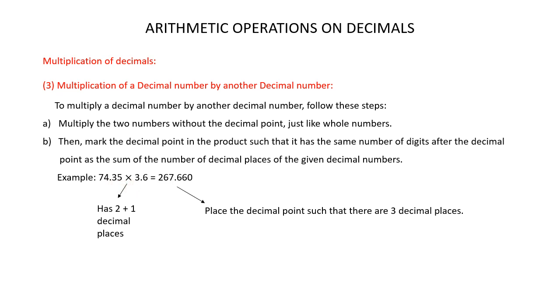Now, you have to count how many digits are there after the decimal point in these two decimal numbers. So 74.35 has 2 digits after the decimal point. 3.6 has 1 digit after the decimal point. So 2 digits plus 1 digit is 3 digits. So now mark the decimal point in the product such that there are 3 digits after the decimal point. So 267660 can be written as 267.660. So now this answer also has 3 decimal places.